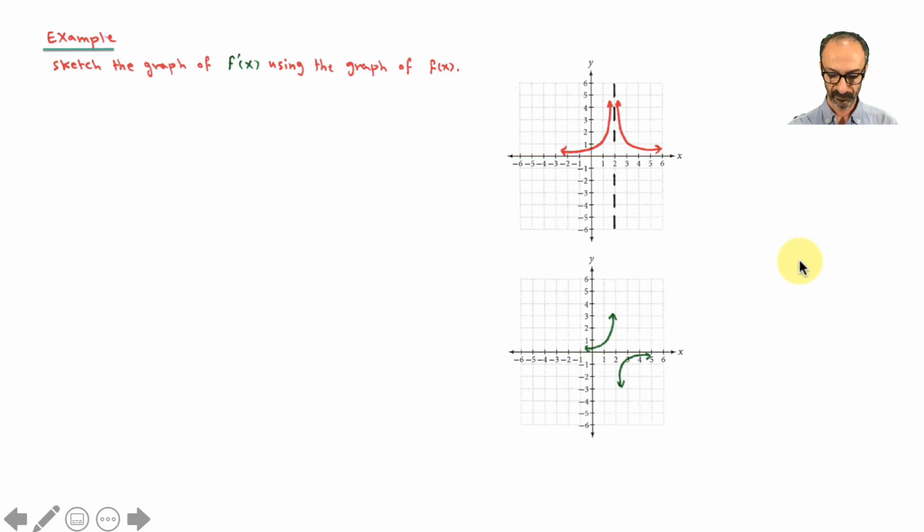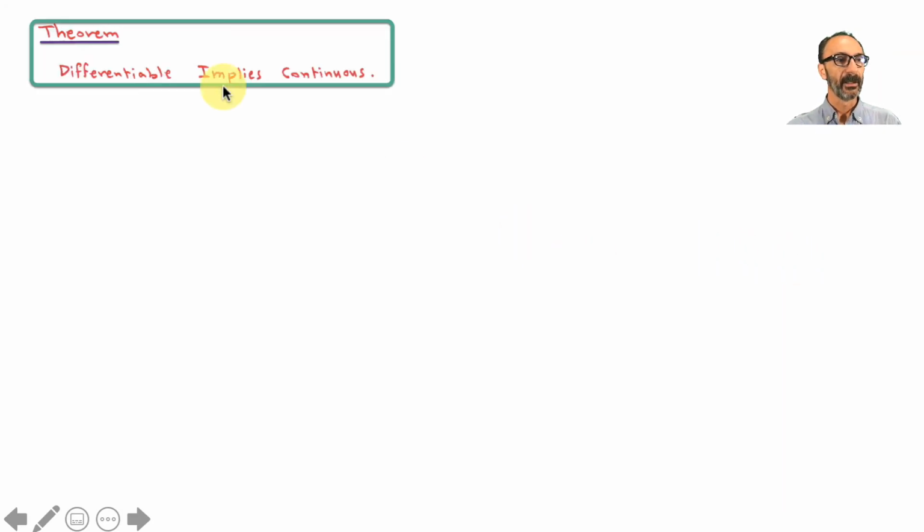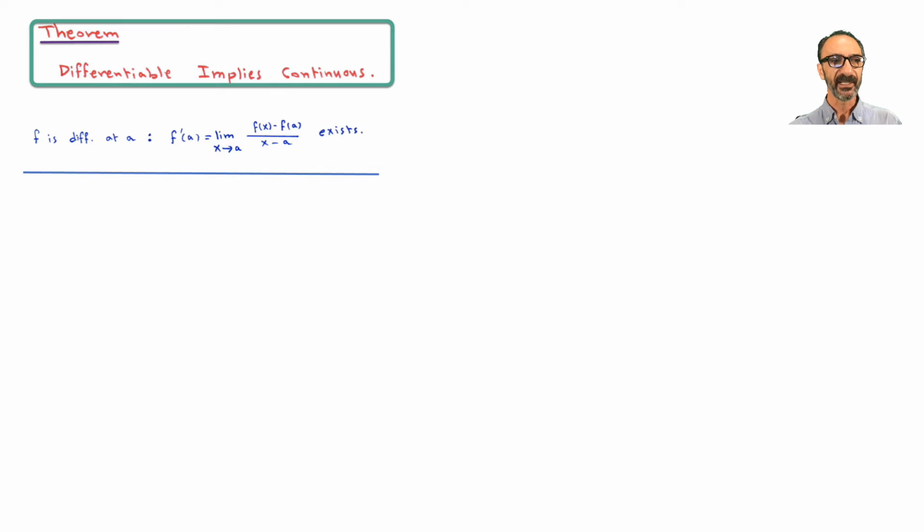Hopefully that helps. Next, theorem. Differentiable implies continuity. This is one of the theorems that we use in calculus. You're going to see more on the coming sections. If f is differentiable at a, we have the formula: f prime of a equals the limit as x approaches a of f of x minus f of a over x minus a, does exist. So if a function is differentiable, that means we do have this. This does exist.